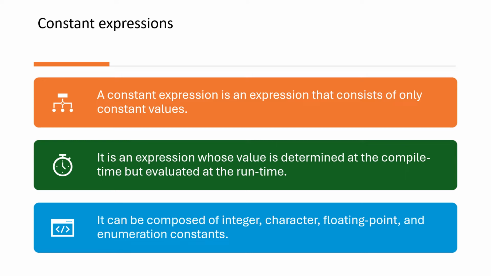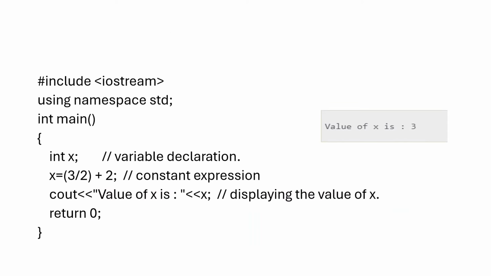So it consists of the constant values in an expression whose values are determined by the compiler but evaluated at the runtime. So we are initializing the constant values in the program itself. So during runtime, if we give the constant values inside the program, the value cannot be changed. However many times we run the program, the same output is going to be returned. It can be of integer, character, floating point, and enumeration constant.